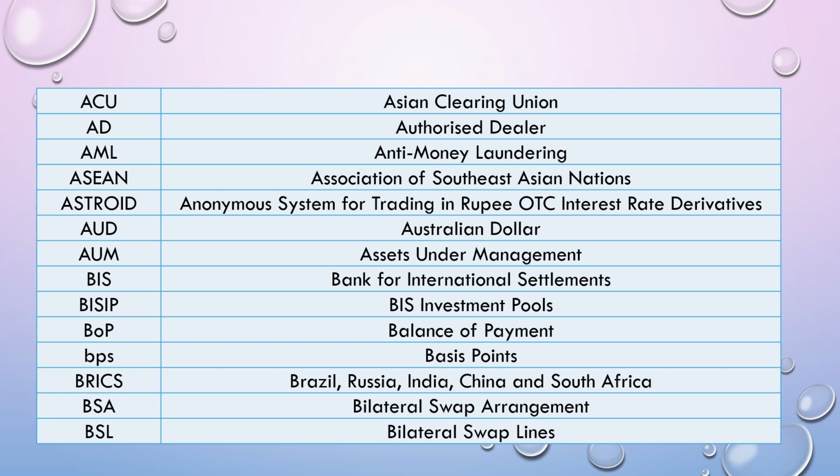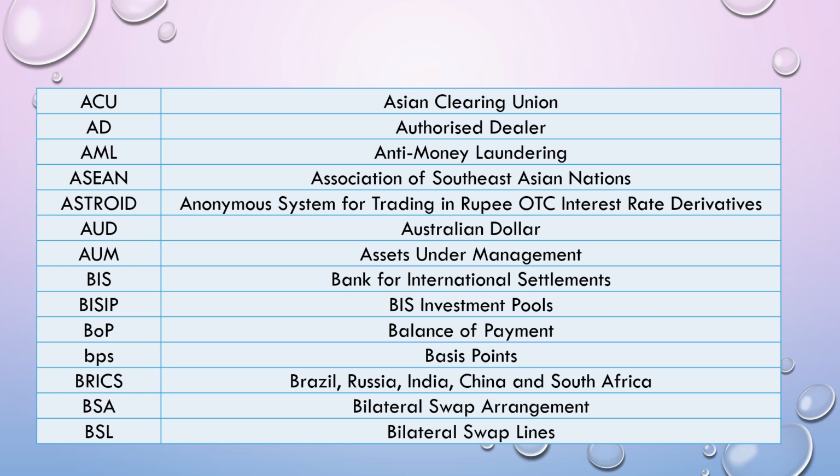ASEAN, Association of Southeast Asian Nations. These are organizations comprised of 10 nations like Indonesia, Vietnam, Brunei, Thailand, Laos, Myanmar, the Philippines, Cambodia, Singapore, and Malaysia, which was established in Bangkok, Thailand on August 8, 1967. Assets. ASTROID, Anonymous System for Trading in Rupee OTC Interest Rate Derivatives.